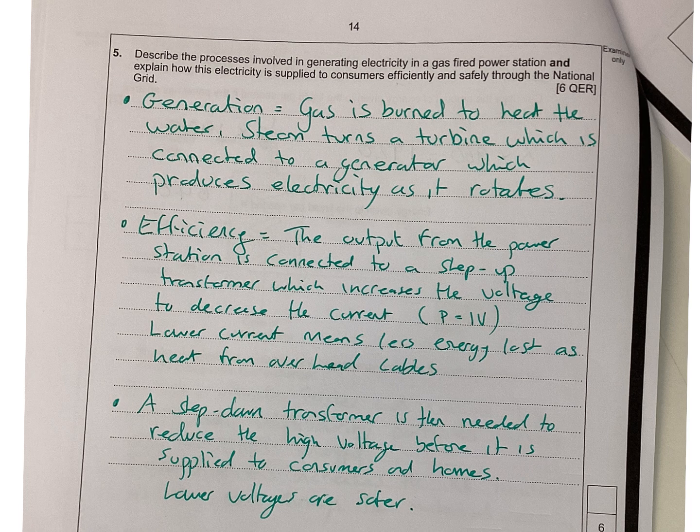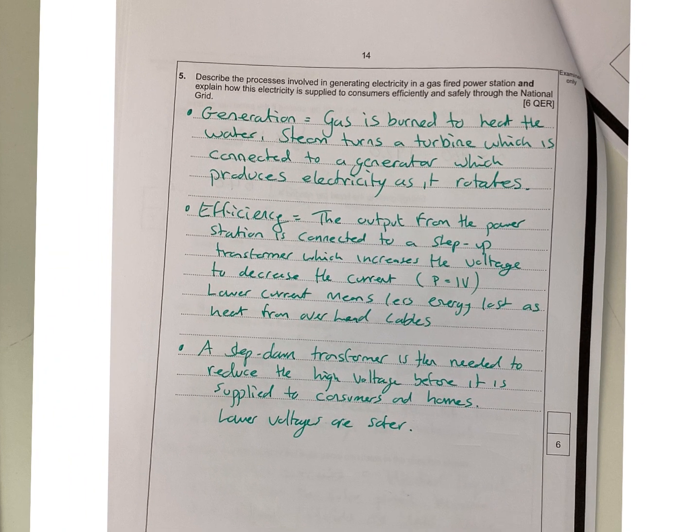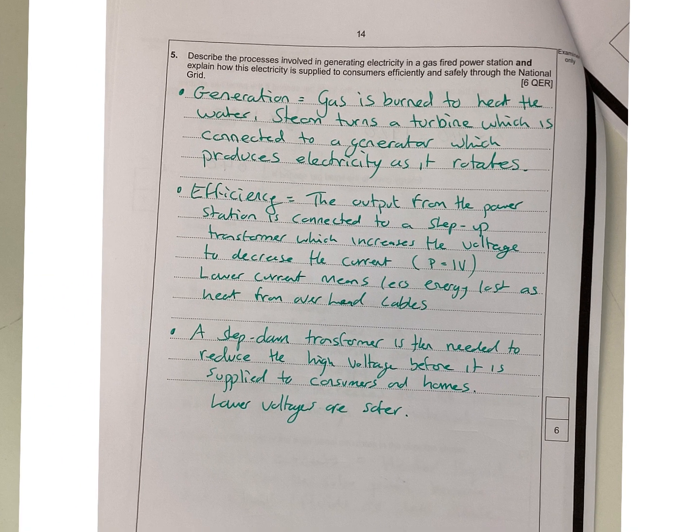Coming on to question 5 then. This is your 6 marker, isn't it? Did I just say the other one was a 6 marker? There's a lot of wordiness. Yeah, this is your 6 marker then. This is describing how we generate power, how it's efficient, and then the national grid. So how it's become safe then.